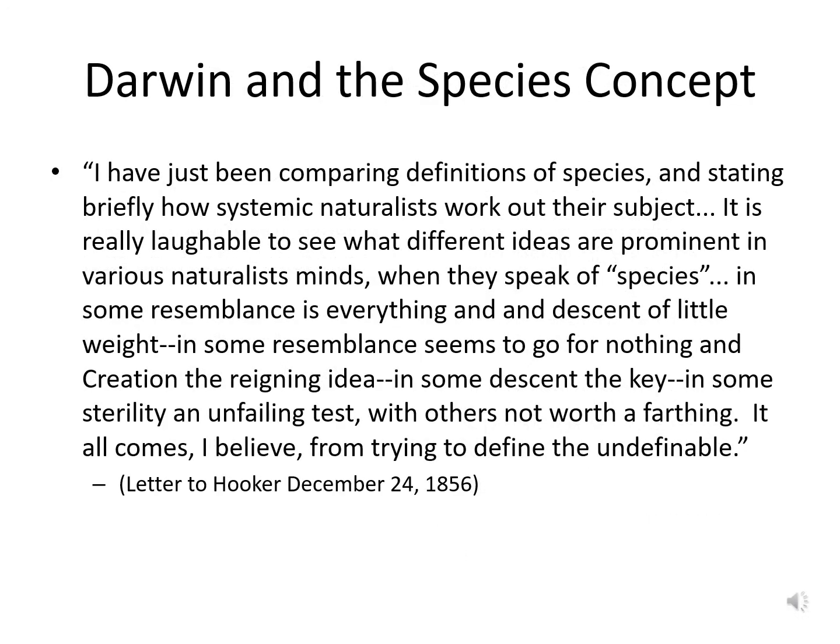Sir Joseph Dalton Hooker was a British botanist and a friend of Charles Darwin's. In a letter from Darwin to Hooker in 1856, Darwin articulated some of his concerns about the species concept. He wrote, "I have just been comparing definitions of species and stating briefly how systemic naturalists work out their subject.